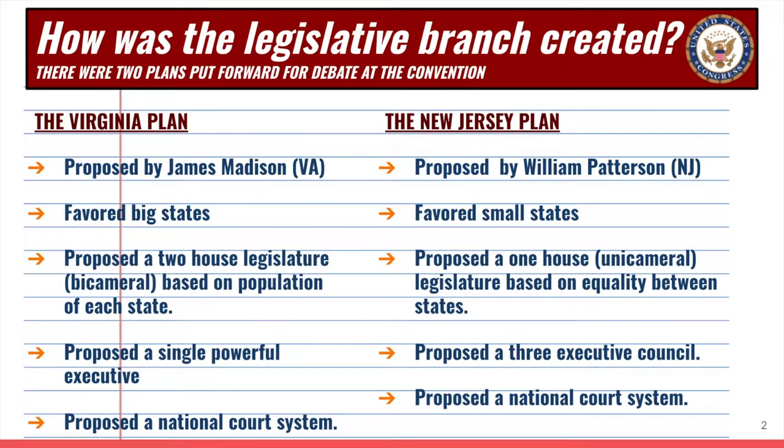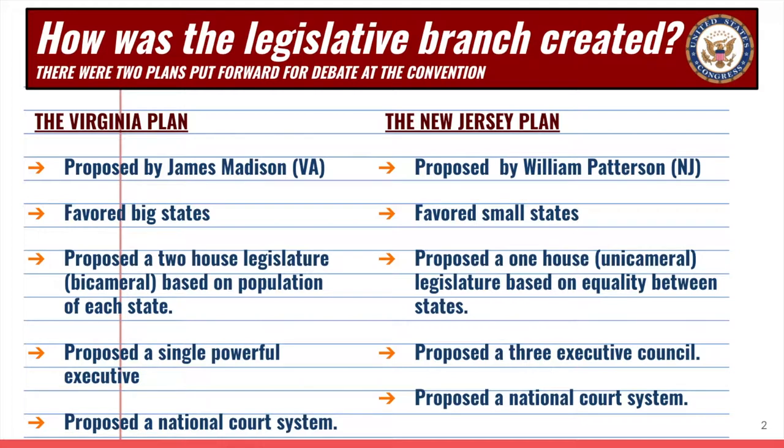They did not want one person to have all the power because they were afraid that one person could basically become a tyrant and exercise too much power. So they proposed a three-person executive. And the one similarity between the two plans is that the New Jersey plan did also propose that there be a national court system.